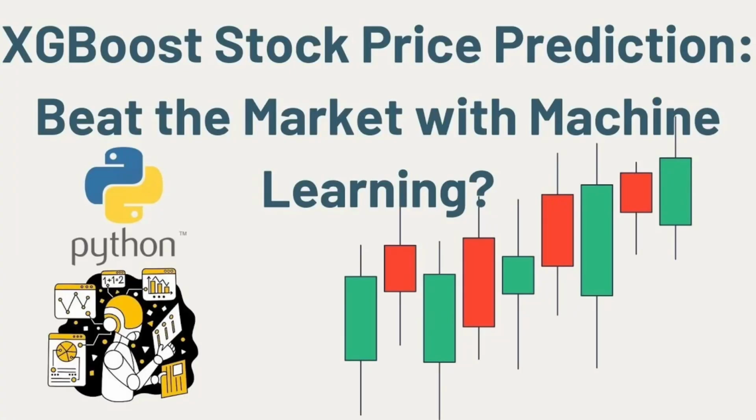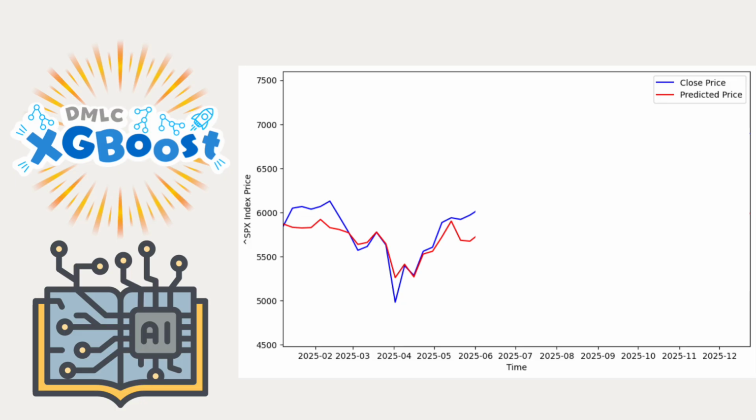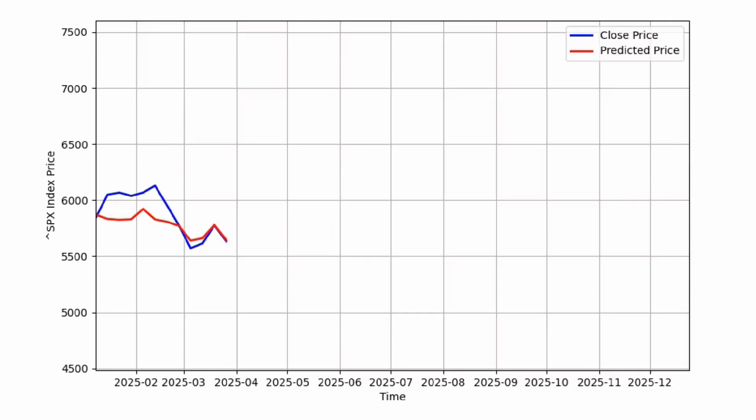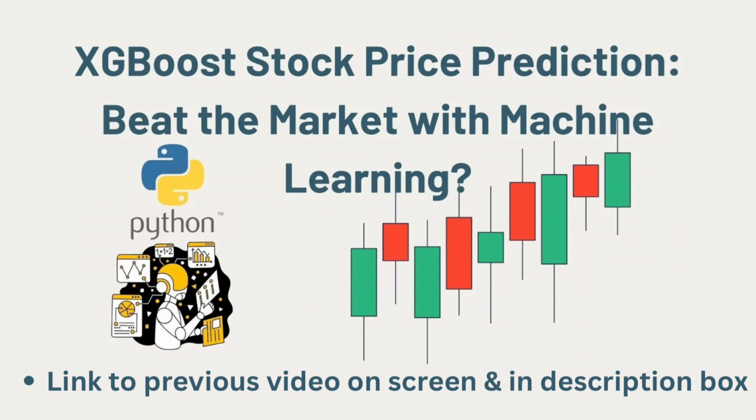Previously, I built and trained a simple XGBoost machine learning model to predict stock prices. This time, I enhanced the model with hyperparameter tuning to predict stock price. Has the model performance improved? Let's find out. For those who are interested in the previous video, I will share the link to my first video on screen and in the description box as well.